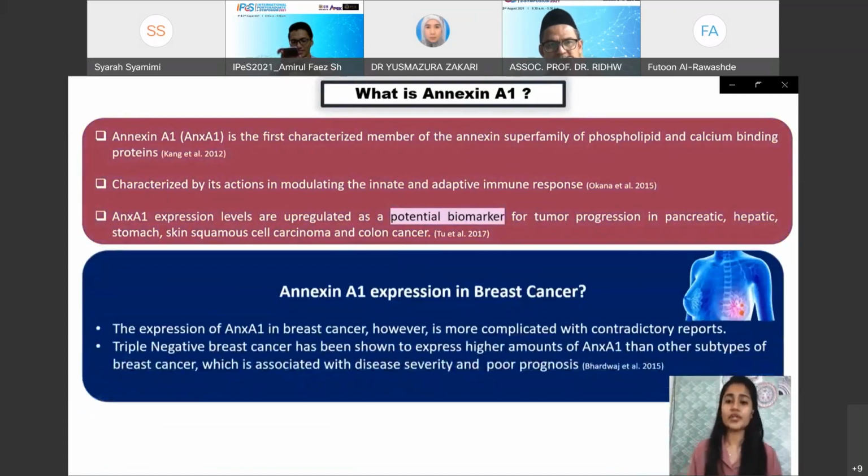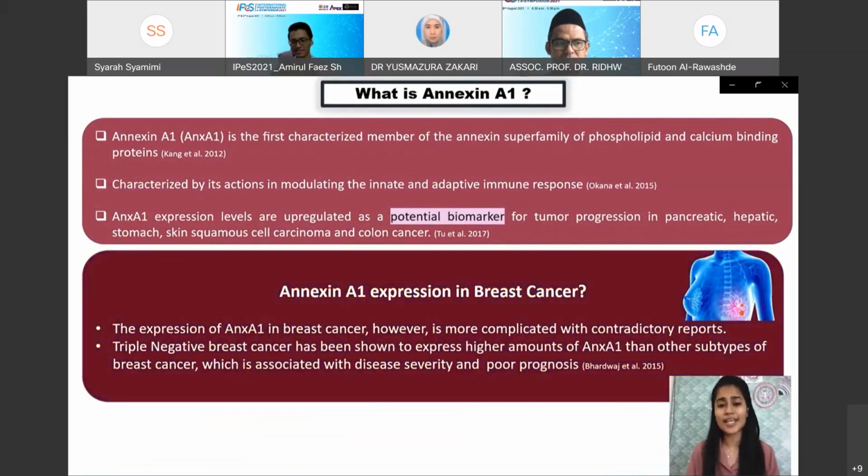However, the expression of annexin A1 in breast cancer is more complicated with contradictory reports. As we all know, breast cancer is a heterogeneous disease with a high degree of diversity present among individual patients as well as between and within tumors. Therefore, breast cancer calls for an urgent need for the discovery of more and more biomarkers. Higher expression of annexin A1 is associated with basal-like breast cancer, particularly within the subgroups that are used to define poor prognosis, such as basal-like breast cancer, specifically triple-negative breast cancer, compared to other subtypes of breast cancer.